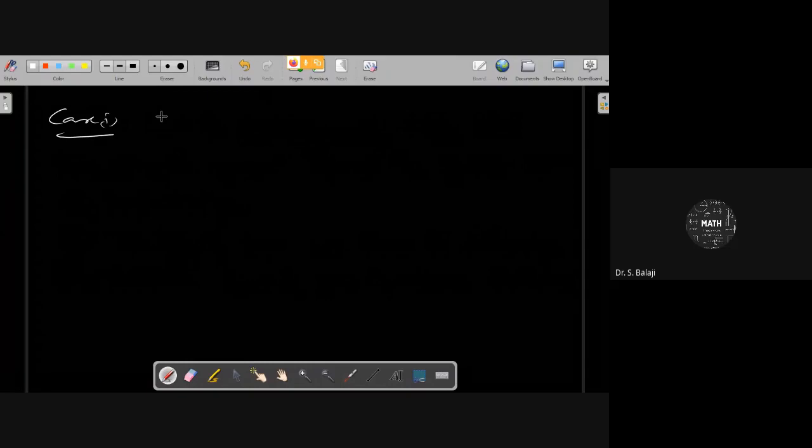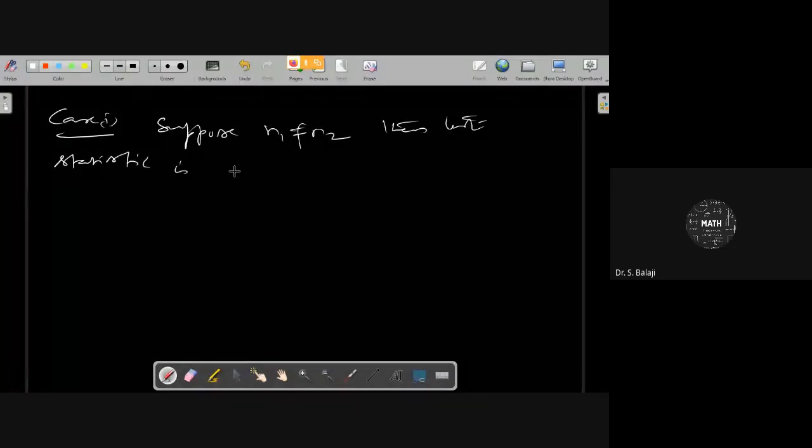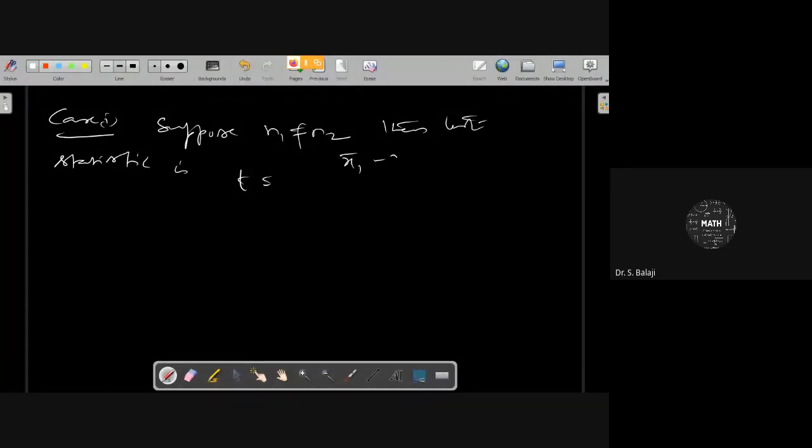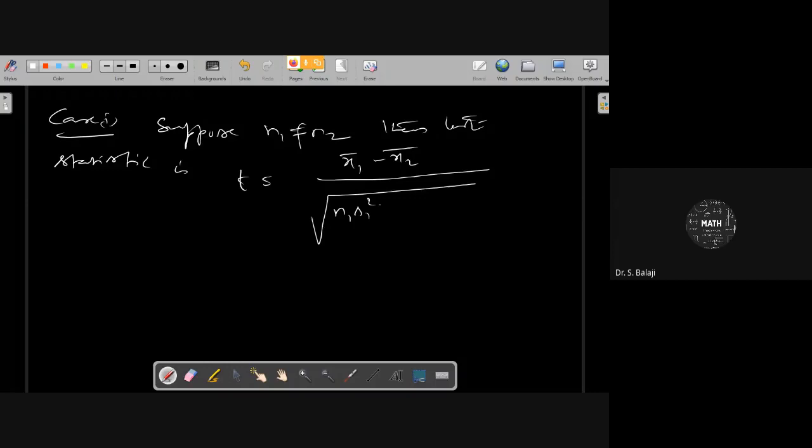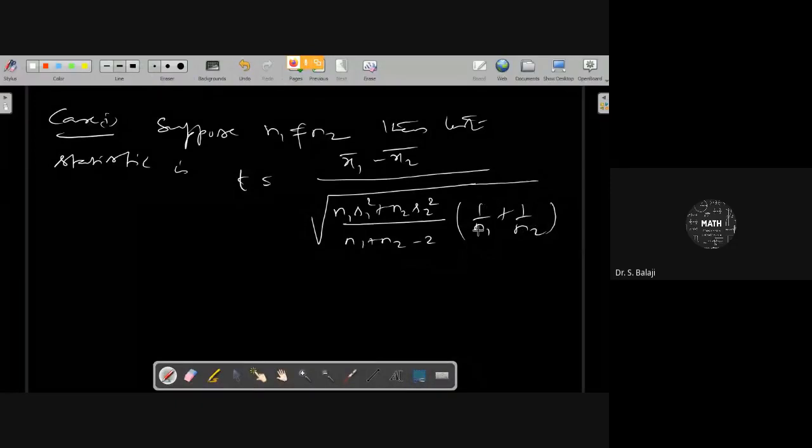Case 1: suppose n1 is not equal to n2, they have different numbers. Then the test statistic is t equals x1 bar minus x2 bar, whole divided by the square root of n1 s1 square plus n2 s2 square, whole divided by n1 plus n2 minus 2, times 1 by n1 plus 1 by n2.